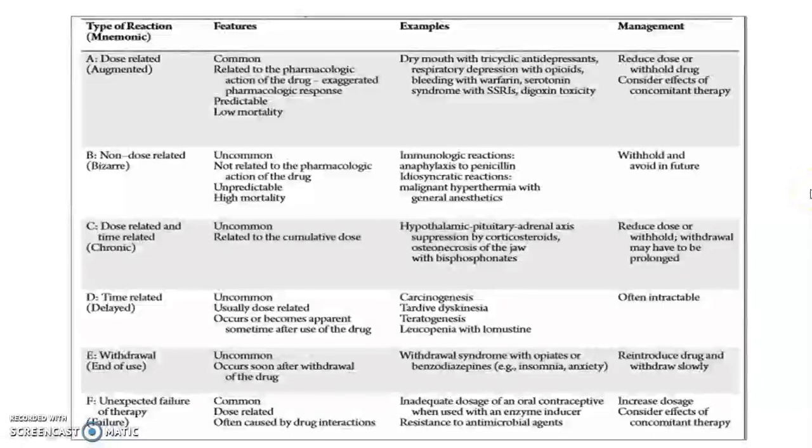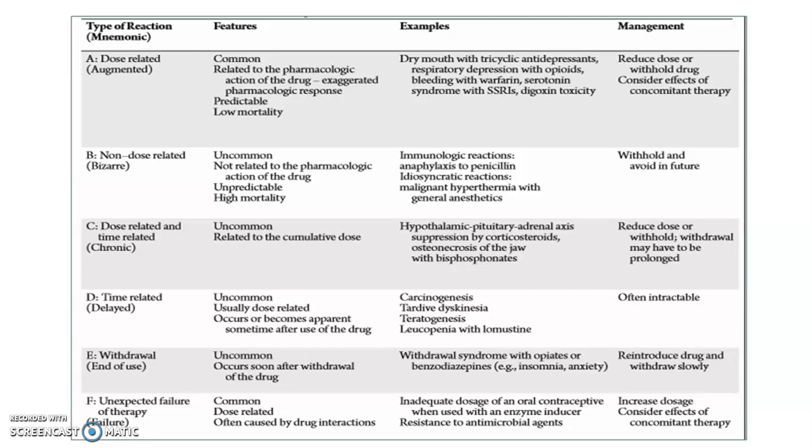The other different types of reactions are dose related and time related. Those we call chronic reactions. It is type C. And type D will be time related, that is delayed reactions, which are because of an ADR. And type E will be withdrawal reactions. We also sometimes call it end of use reactions. Then type F will be unexpected failure of therapy reactions. Sometimes it is called therapy failure reactions also.